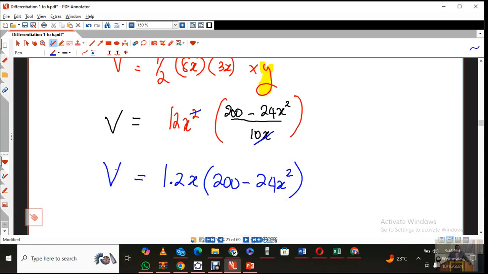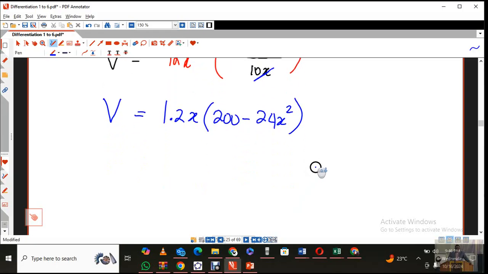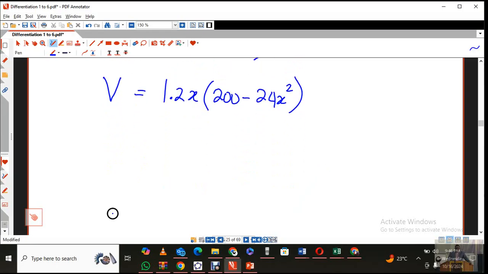And now we can actually multiply out. And if we multiply out, v equals 1.2 times 200, that's 240x, because 1.2 times 100 is 120, times 2 is 240, minus 1.2x times 24x squared.